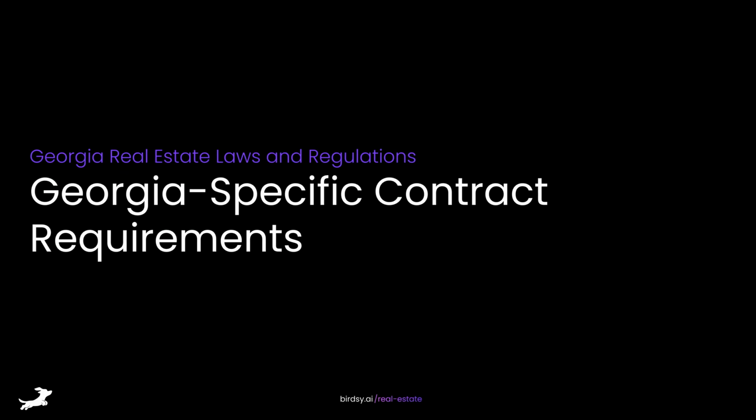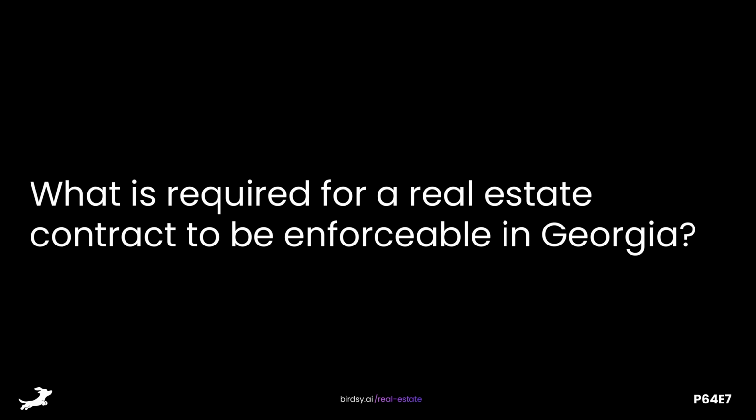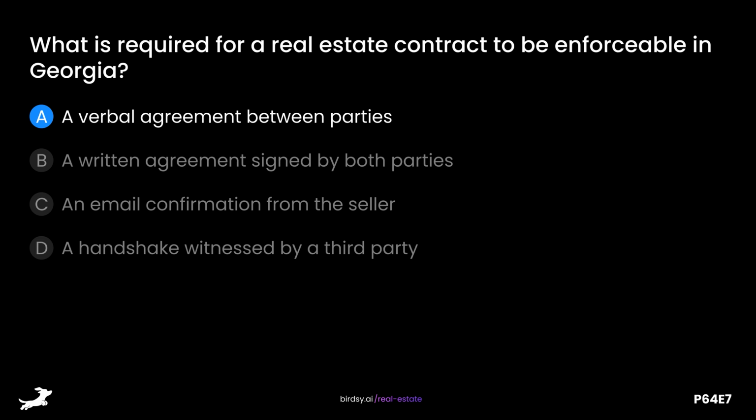Georgia-specific contract requirements. What is required for a real estate contract to be enforceable in Georgia? Is it A, a verbal agreement between parties, B, a written agreement signed by both parties, C, an email confirmation from the seller, or D, a handshake witnessed by a third party? The answer is B, a written agreement signed by both parties.